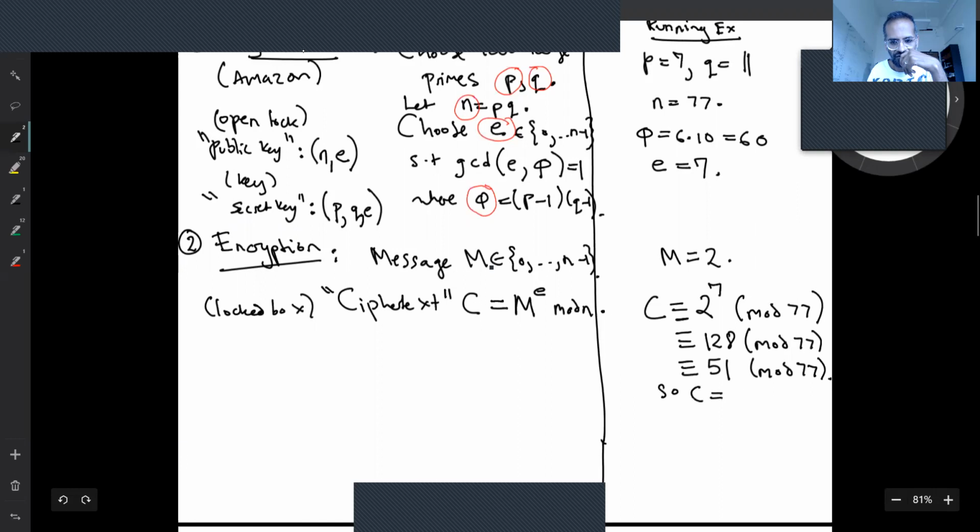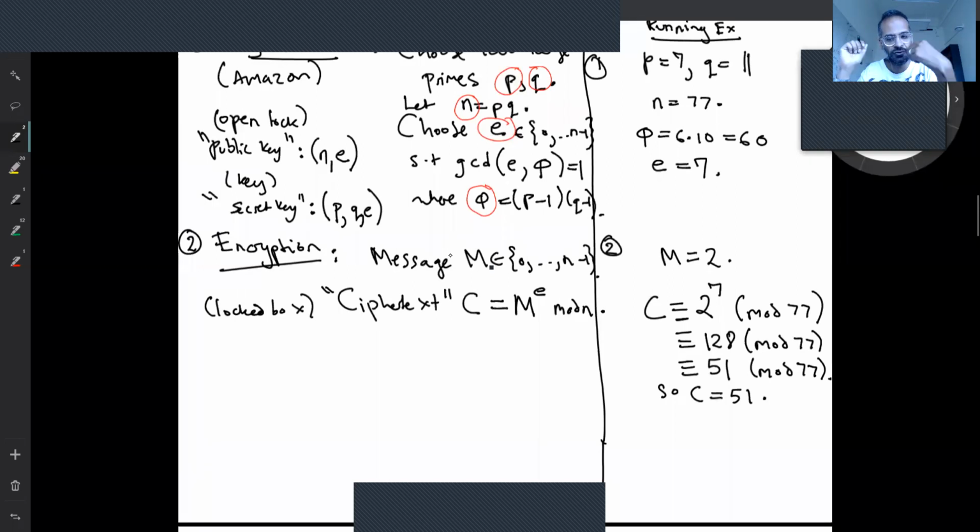So C is just 51. Okay, so step 1 is key generation, step 2 is encryption. Yeah. The only operation here is raising a number to this encryption key E modulo N, which is all contained in the public key.